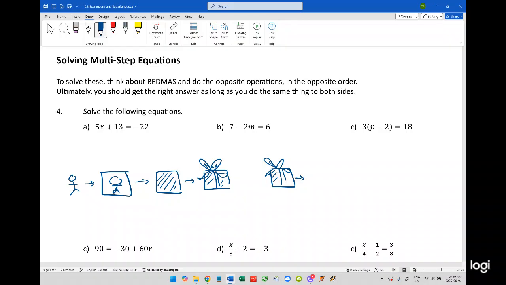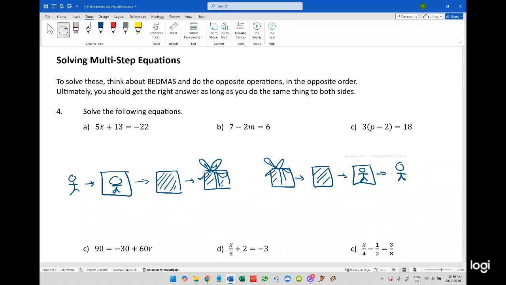And what they're going to do is take the bow off. And then they're going to take the wrapping paper off. And then they're going to take the doll out of the box. So the idea here is that not only am I doing the reverse things, I'm doing the reverse things in the reverse order. The first thing I did was put the doll in the box. The last thing they do is take it out. So I do the reverse operations in reverse order.